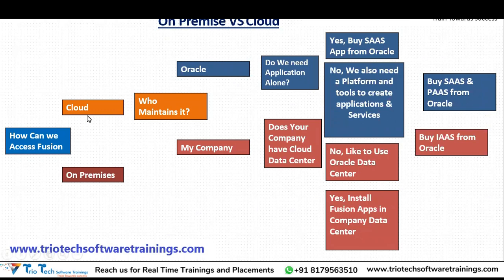There are two models. One is the cloud model, and the other one is the on-premise model. Primarily, the traditional deployment model was on-premise, before the advent of cloud technology. Now, what is on-premise, and what is cloud, that we will understand. On-premise and cloud answer the main question: who maintains it? That is the key question that is answered.